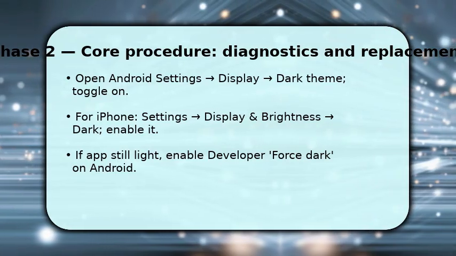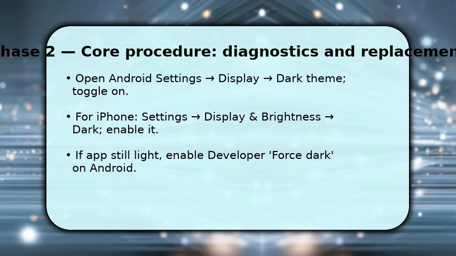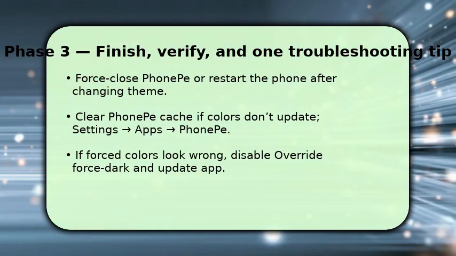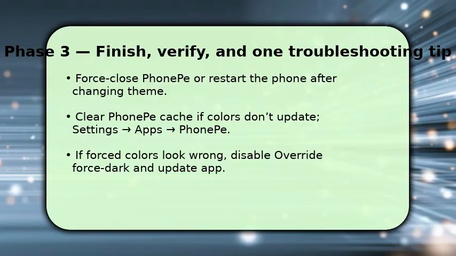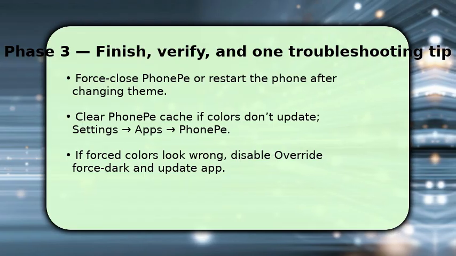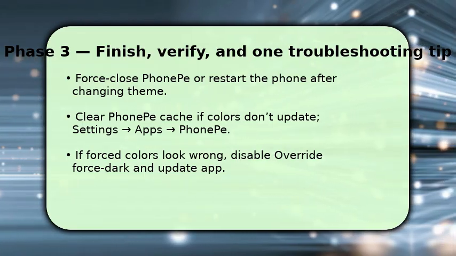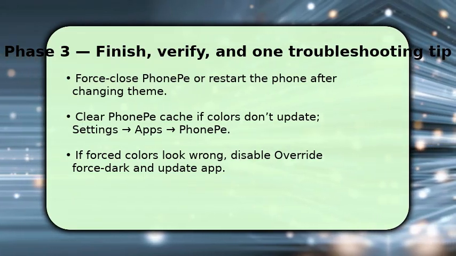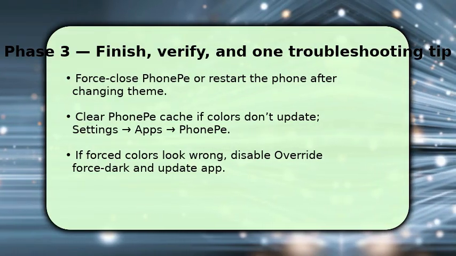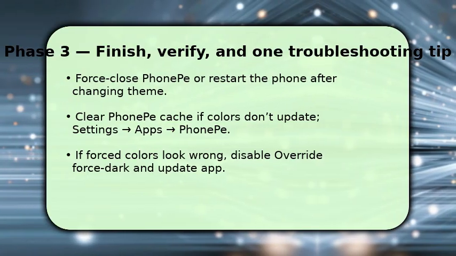Finish by making sure the change actually applied. Force close PhonePe, then reopen it. If that fails, restart your phone to let the UI refresh. If colors still look off, clear PhonePe's cache via Settings, Apps, PhonePe, Storage, then reopen. And if enabling Override Force Dark introduced visual glitches, simply turn that developer option off and use the system dark theme.